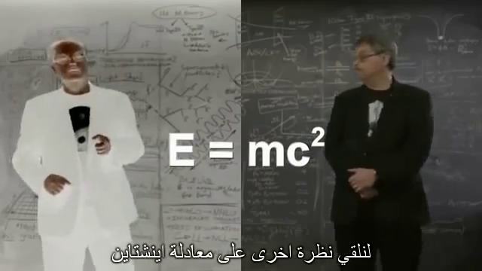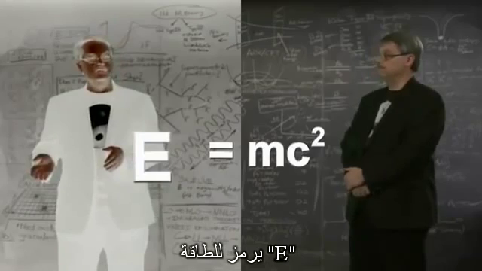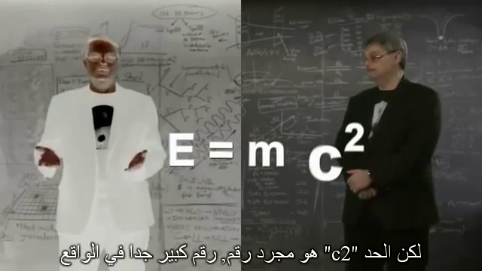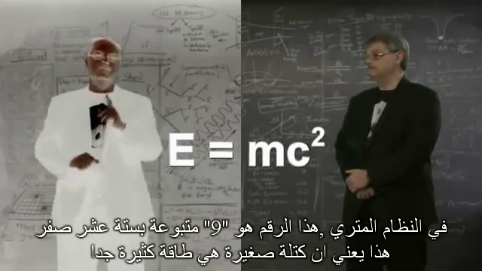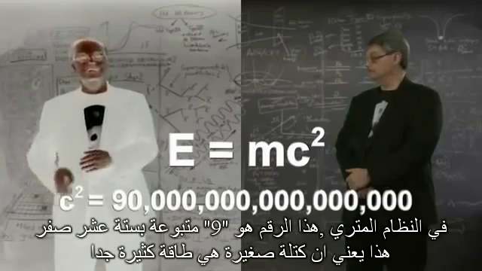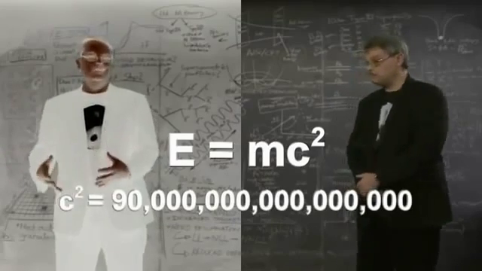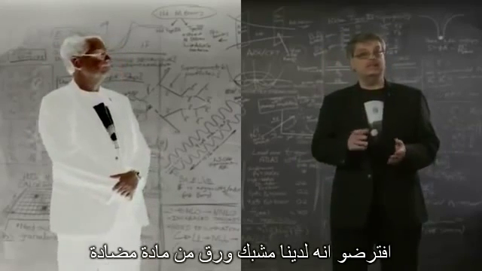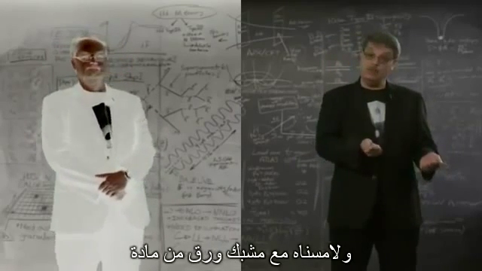Now let's take another look at Einstein's equation. E stands for energy, m stands for mass, but the c squared term is just a number, actually a very big number. In the usual metric system, it is a 9 followed by 16 zeros. This means a little mass is a lot of energy. We can work out just how much. Suppose we had an antimatter paperclip and touched it to a matter paperclip.